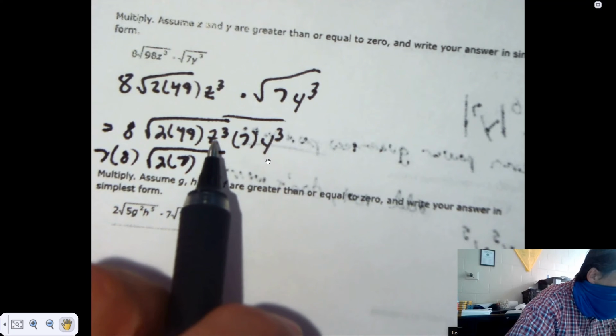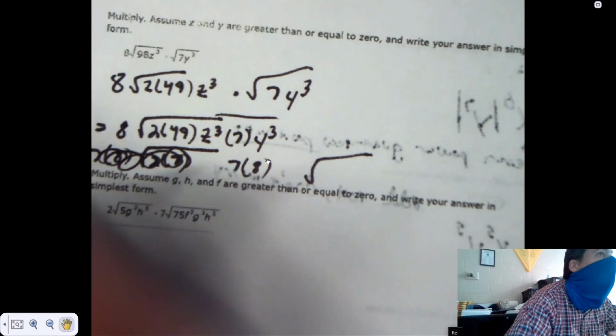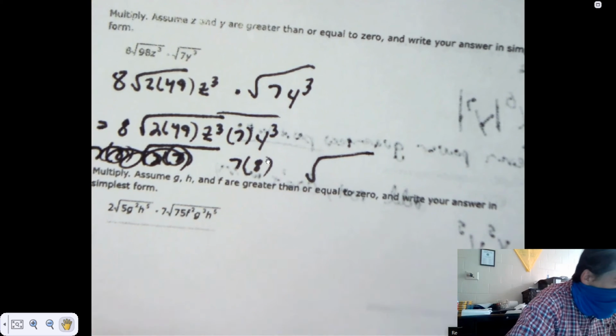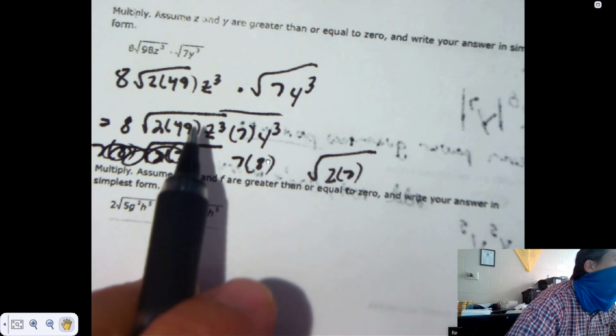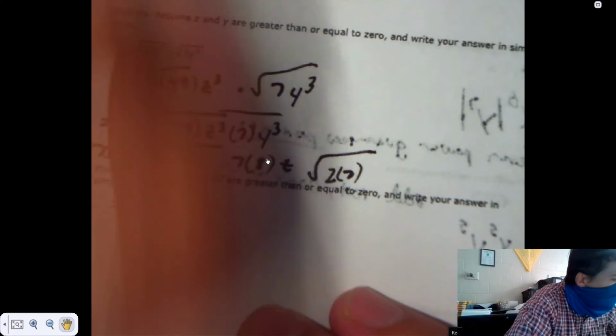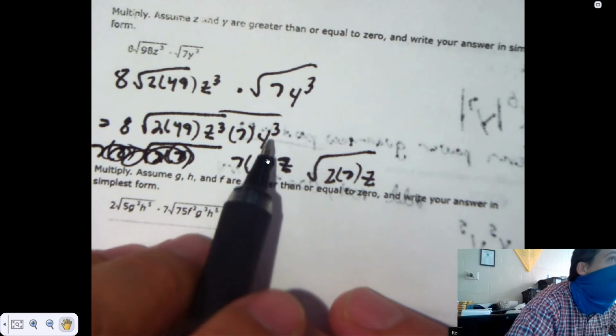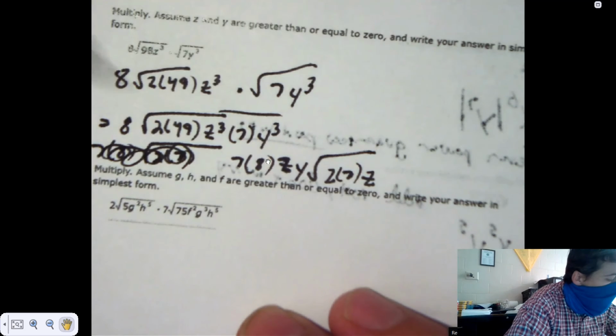Square root of z cubed. Man, I didn't leave enough room. Hold on. I need more room there. Numbers inside are a 2 and a 7. Can't take the square root of either one of those. Square root of z cubed. A z outside, and what's left inside? A z. Square root of y cubed. A y on the outside because 2 enters 3 once. A y on the inside.